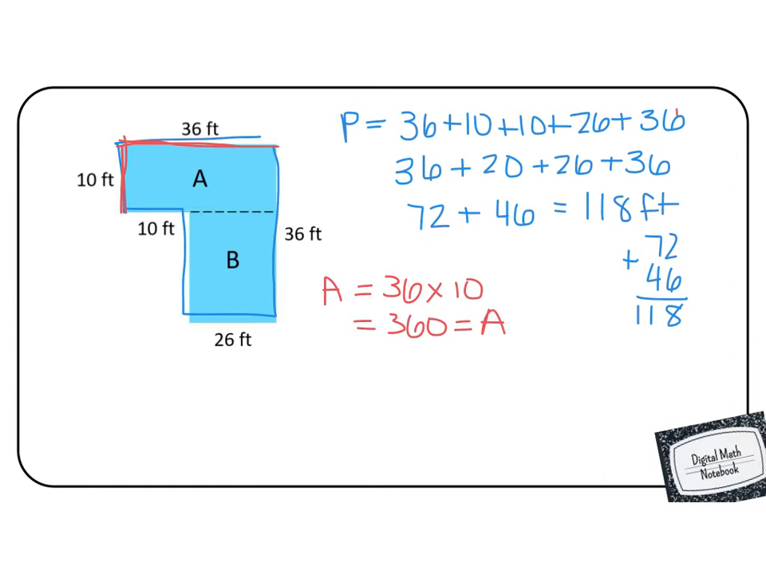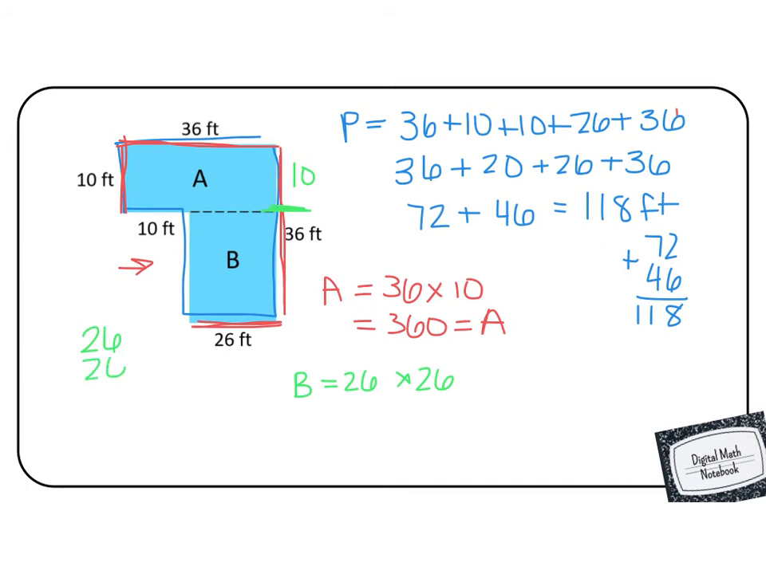For rectangle B, let's see. We know that the width is going to be 26, but the length is a little bit trickier because they give us this whole side, but we don't have a measurement for just what B is. However, I do know that one side is 36, but I chopped off this piece here, which is 10. So that means that it's going to be 26. So rectangle B is going to be 26 times 26. All right, off to the side, let's do that.